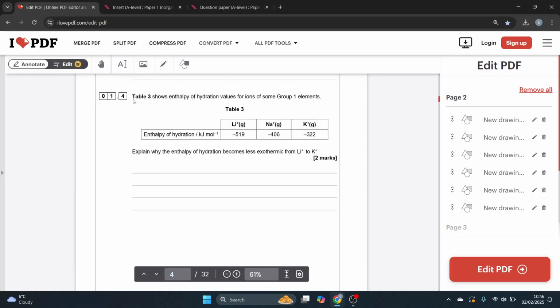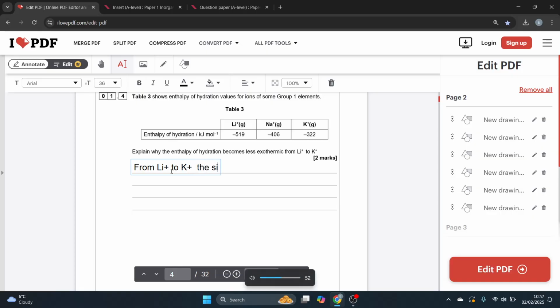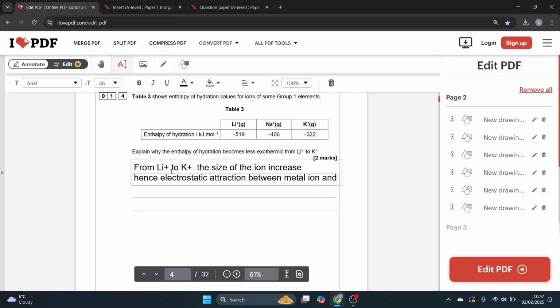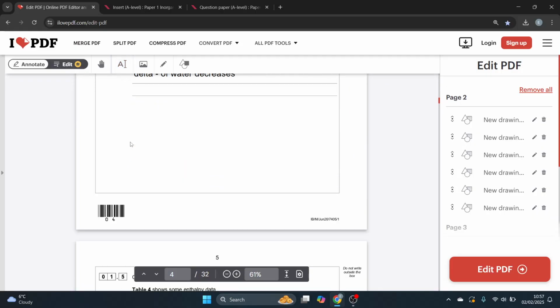Considering why the enthalpy of hydration becomes less exothermic from Li+ to K+. Well, what happens to the ion size? The size of the ion increases from Li+ to K+, hence the electrostatic attraction between the metal ion and the oxygen, delta negative, of water decreases, because remember it's hydration, between water.